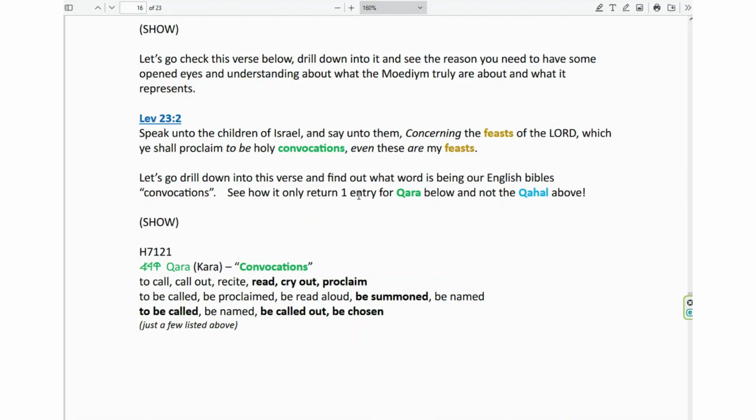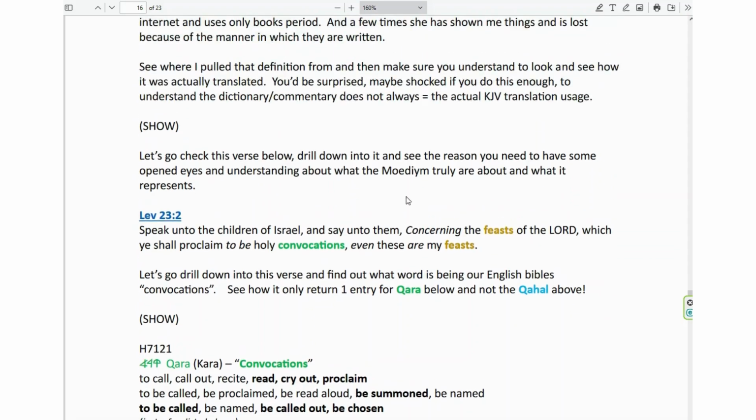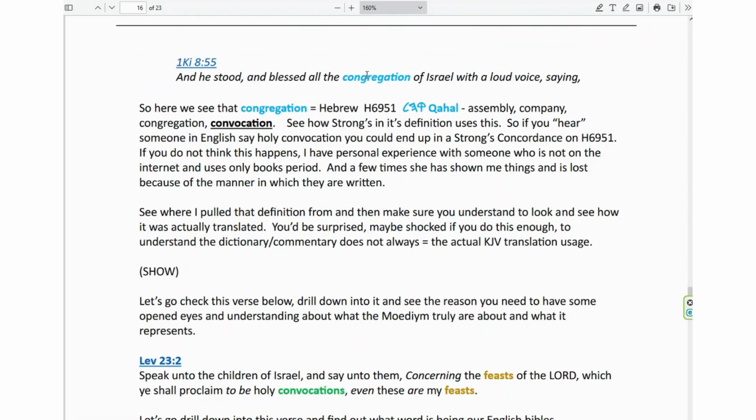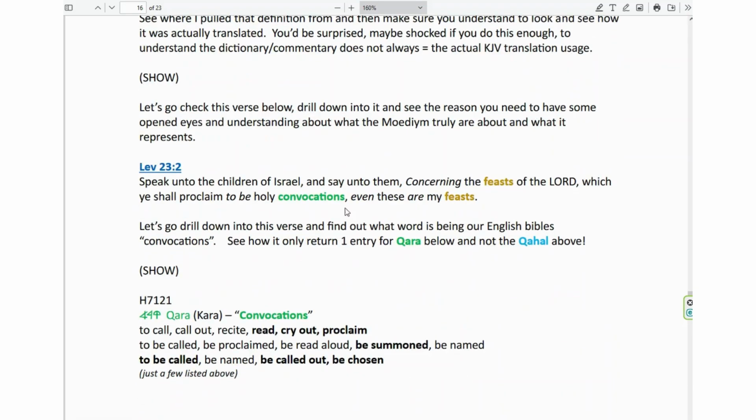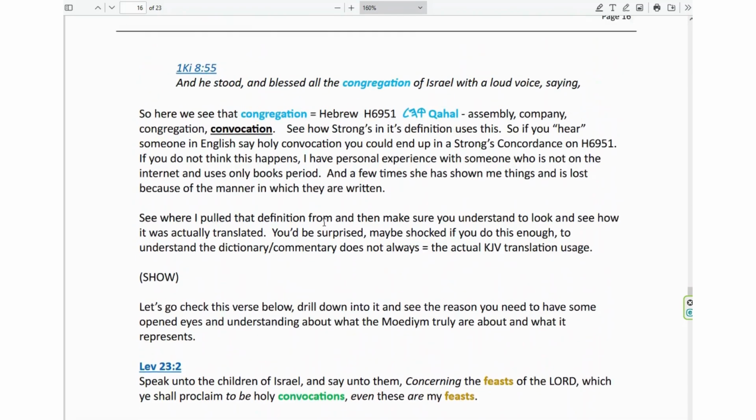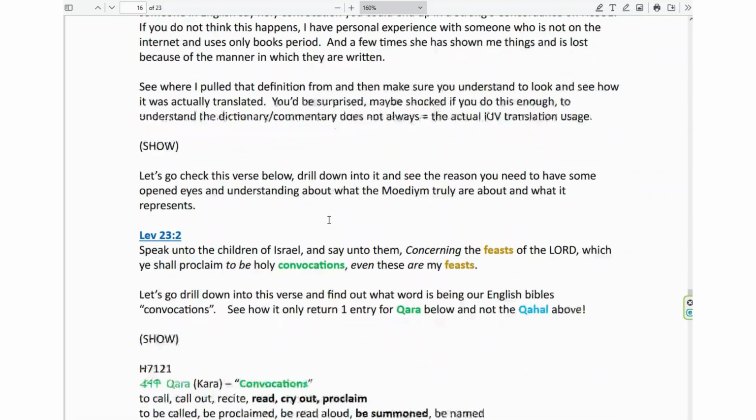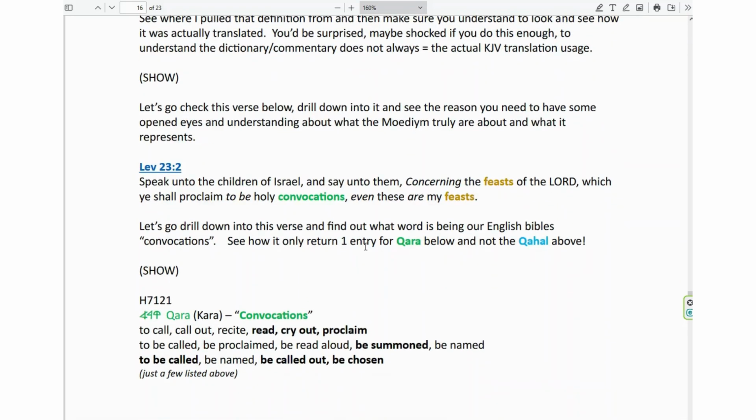And we're going to see that it is this entry down here called Korah for congregations, and yet it is a kahal as a congregation. You would think that a convocation and a congregation might be related, but they really are two different Hebrew words.